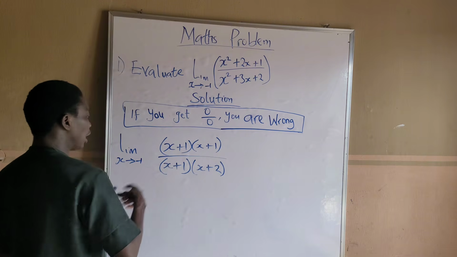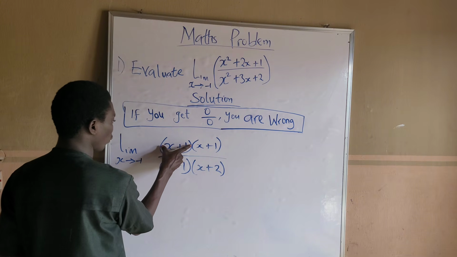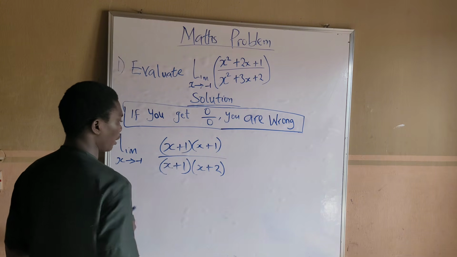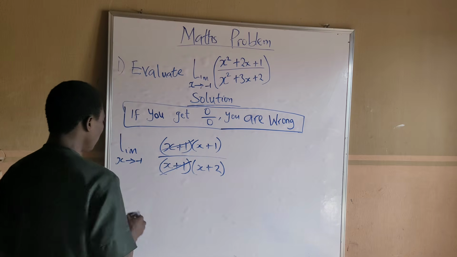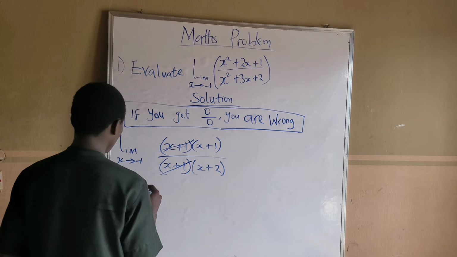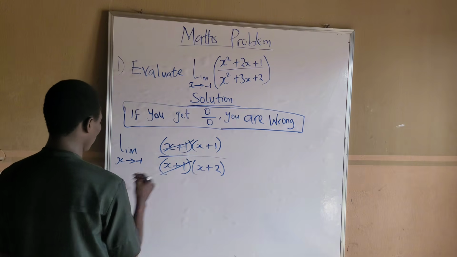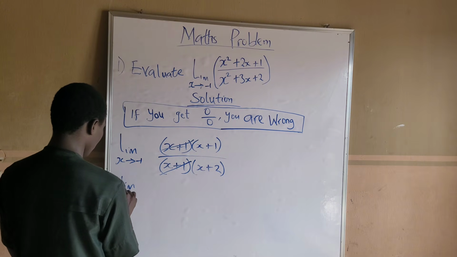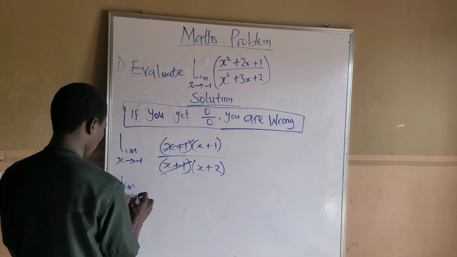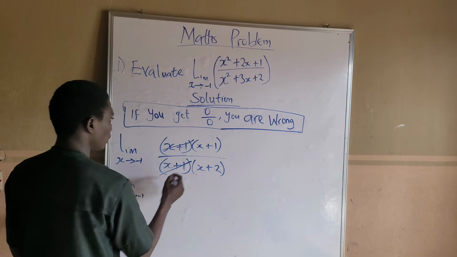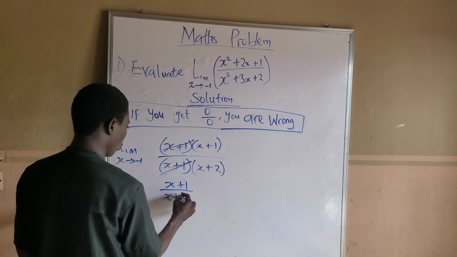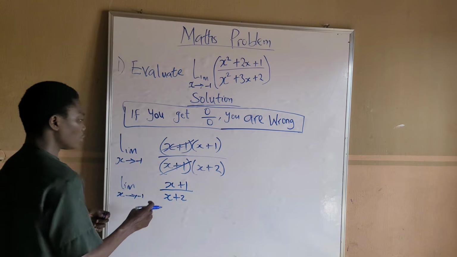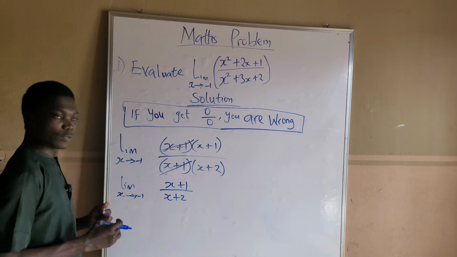All right, now you will see that x plus 1 is common here and it's also common here. So we can say this cancels this. Then we are left with x plus 1 over x plus 2. Now, this is what we are left with.